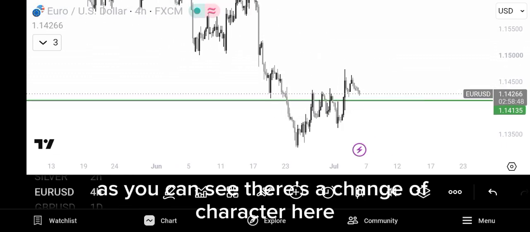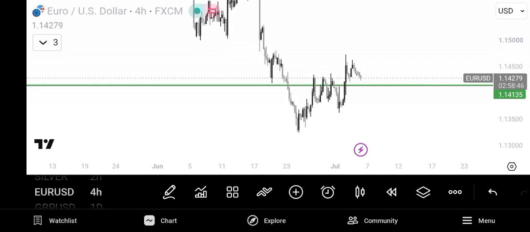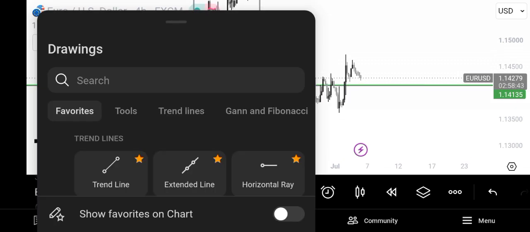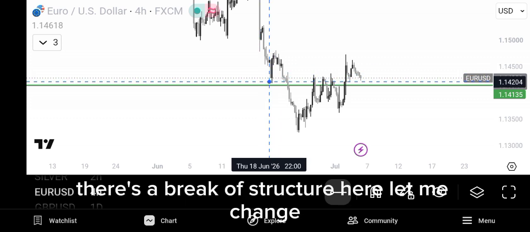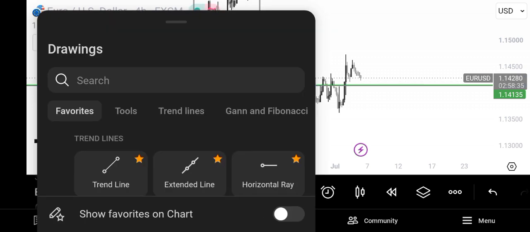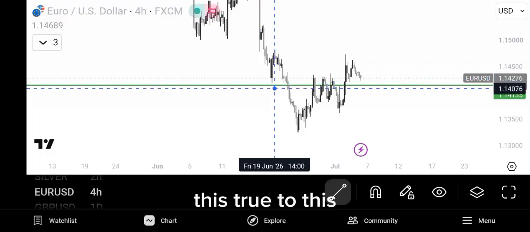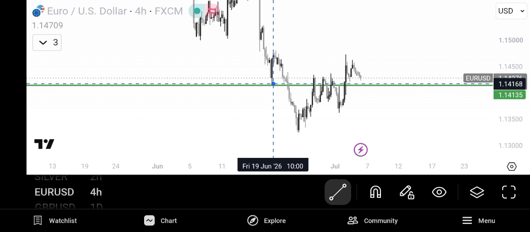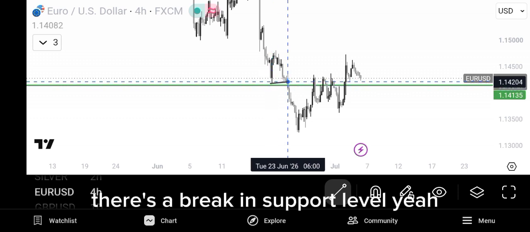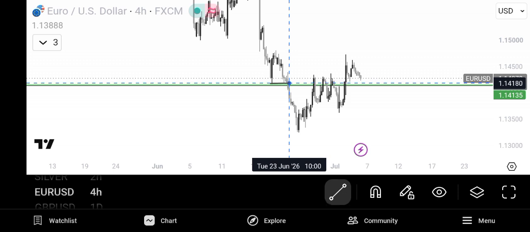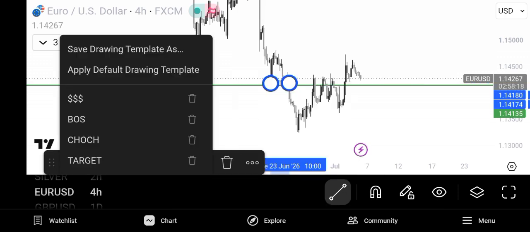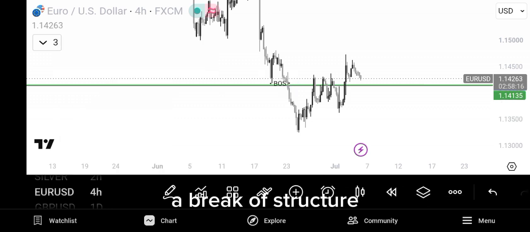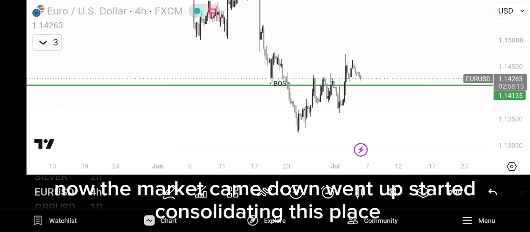As you can see, there's a change of character here. This is a break of structure. There's a break of structure here. Let me change this to this. There's a break in support level here. A break of structure. Now the market came down, went up, started consolidating in this place.